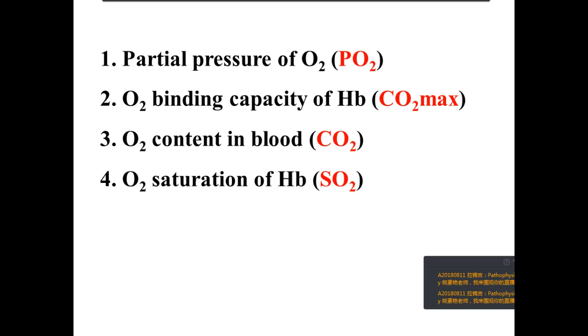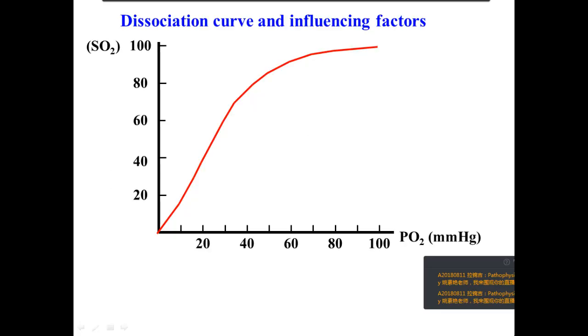The third parameter is oxygen content in blood. It is measured in 100 milliliters of blood and includes combined oxygen and dissolved oxygen. The normal value of oxygen content in arterial blood is 19, and in venous blood is 14.